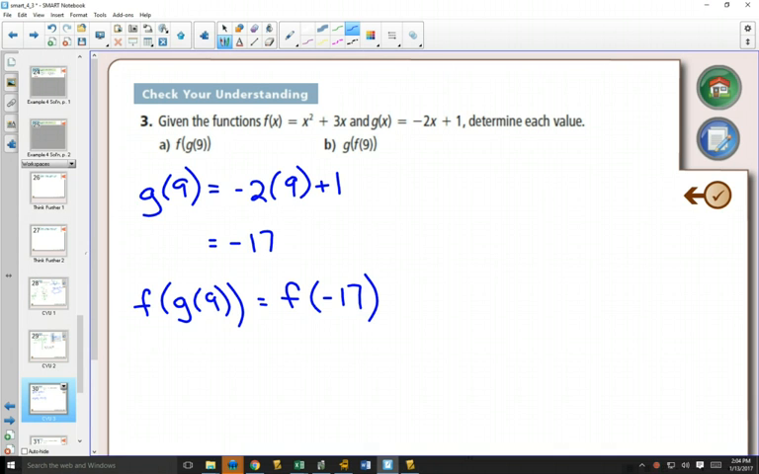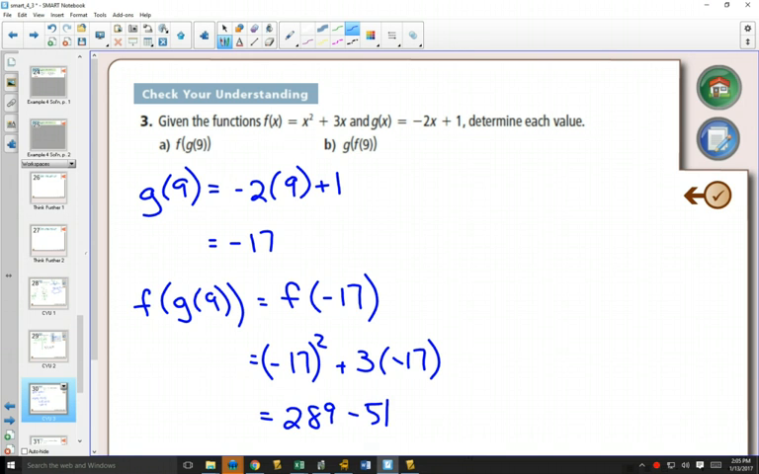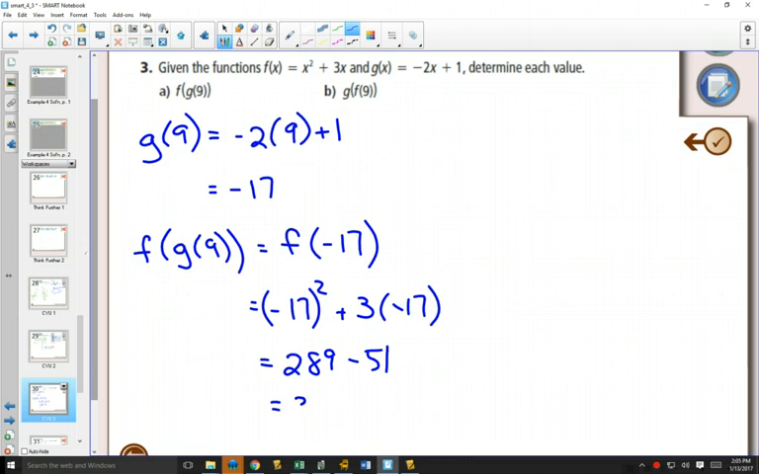And now I can plug in negative 17 for x into the function of f of x. It'll be negative 17 squared plus 3 times negative 17. 289 minus 51. 238. You'd be allowed your calculator on this one.